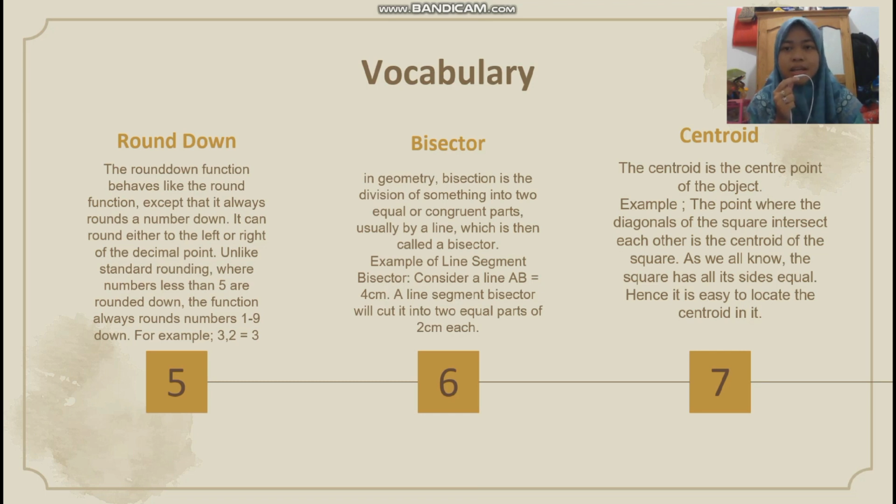The next is centroid, which means titik pusat. The centroid is the center point of the object. Example, the point where the diagonals of the square intersect each other is the centroid of the square. As we all know, the square has all its sides equal. Hence, it is easy to locate the centroid in it.